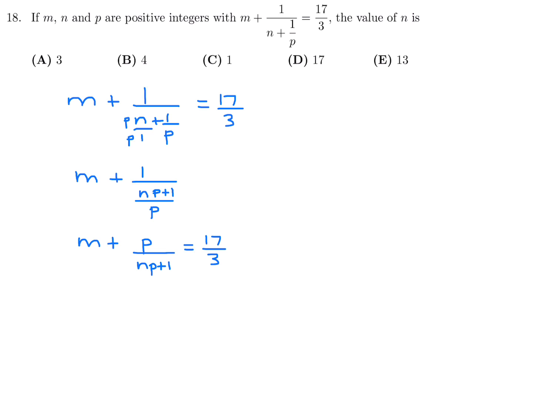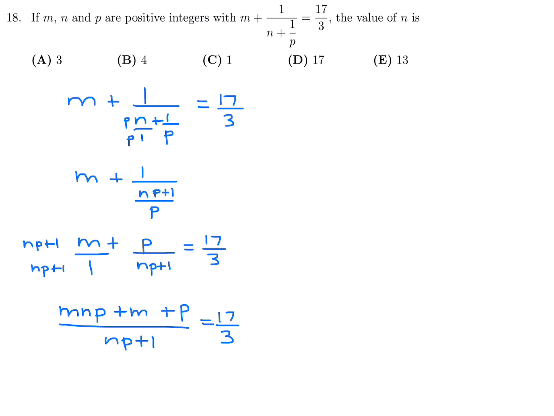So far, so good. Now, of course, we have to, again, get a common denominator, np plus 1, np plus 1. And that gives me mnp plus m plus p over np plus 1. And that's 17 over 3. Normally, you need the number of equations as variables. So if you have 3 variables, you need 3 equations. We don't have 3 equations. We don't even have 2 equations. We have only 1. So obviously, there's going to be some inspection here.